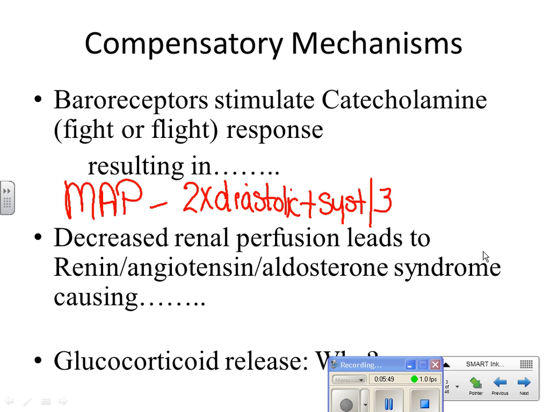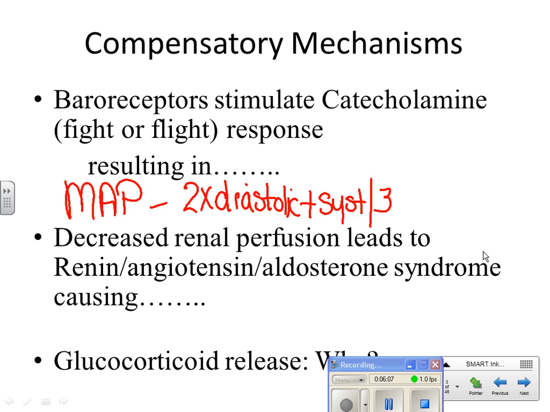So we have a fast heart rate. That's the first thing our body's going to do when it goes into shock: heart rate is going to increase. Because if the heart rate increases, it's going to get more oxygenated blood to the tissues. That's where the body is just saying, hey, I need more oxygen. So the first thing we're going to do is get a faster heart rate.